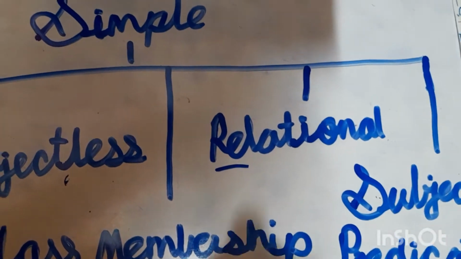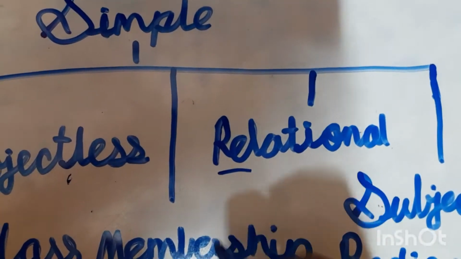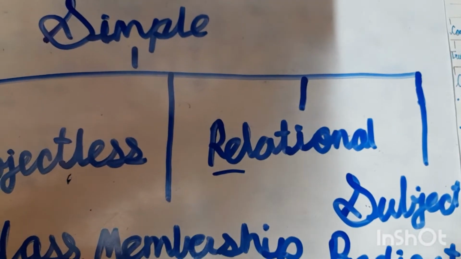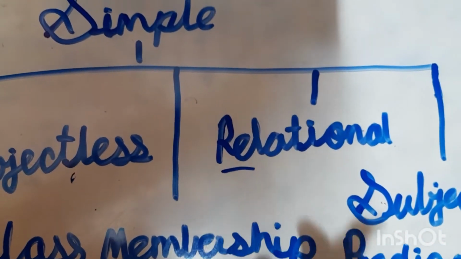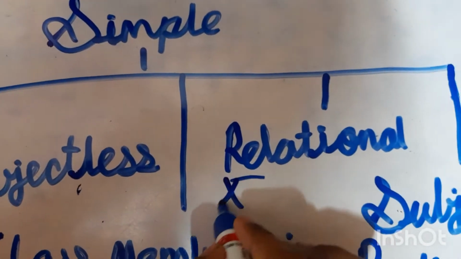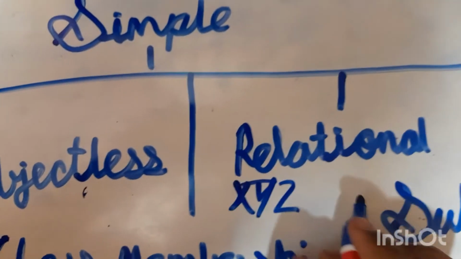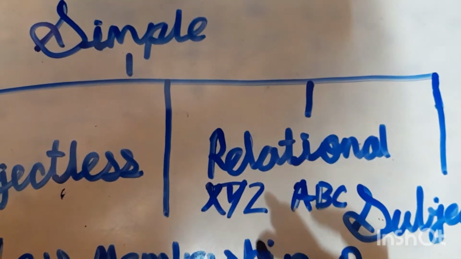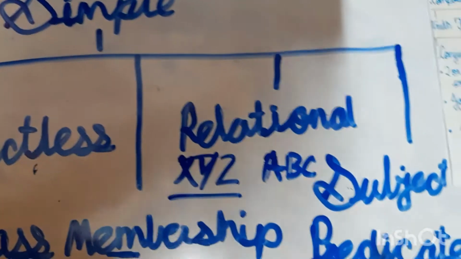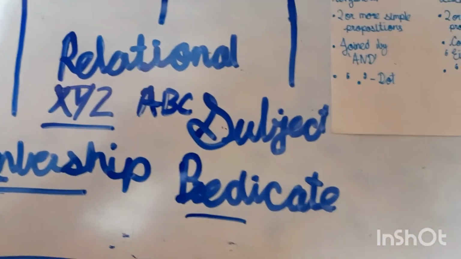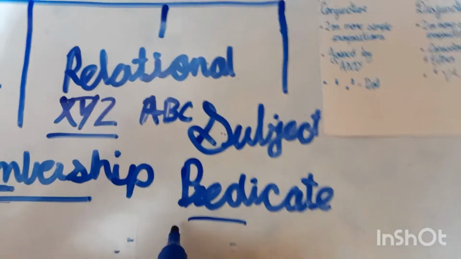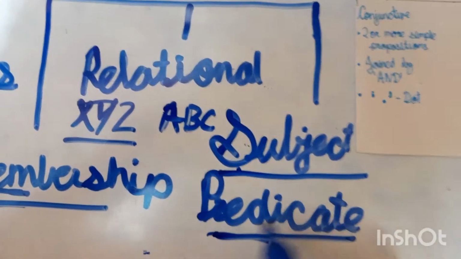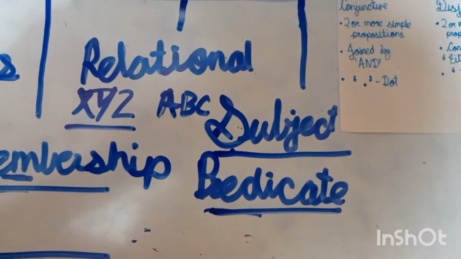Relational proposition. This proposition gives you direct comparison between two or more people, objects, and so on. For example, XYZ is smarter than ABC. So in terms of smartness, it is telling you who is smarter. Further coming to subject predicate, I believe it is pretty much self-explanatory. This type of proposition has a subject and it also has a predicate.